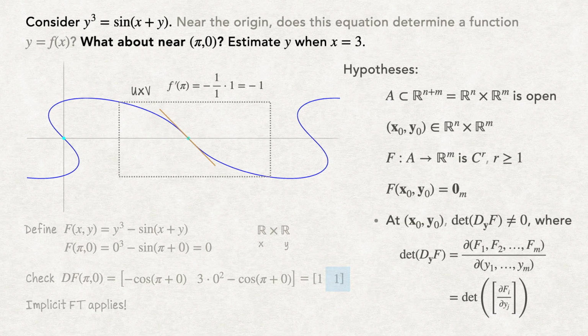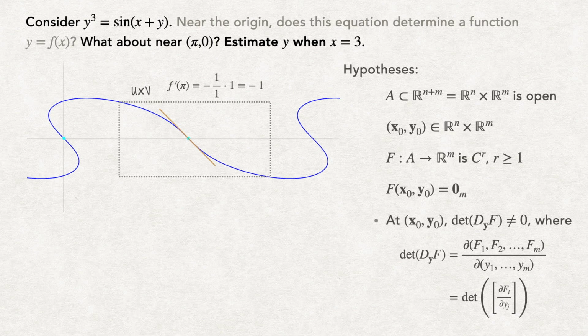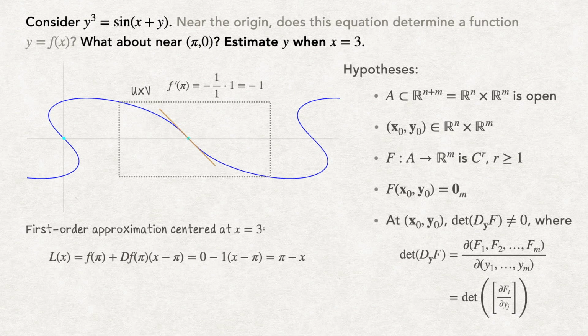Okay, now with this derivative, we can write down the first order approximation. Centered at 3, it looks like this. This is just your classic linearization process. So in general, it would be little f at pi plus df at pi times x minus pi. In other words, it's like the equation of the tangent line. We know that the Jacobian at pi is really just the number -1. So overall, we get that the equation of that line that we are looking at is y equals pi minus x.